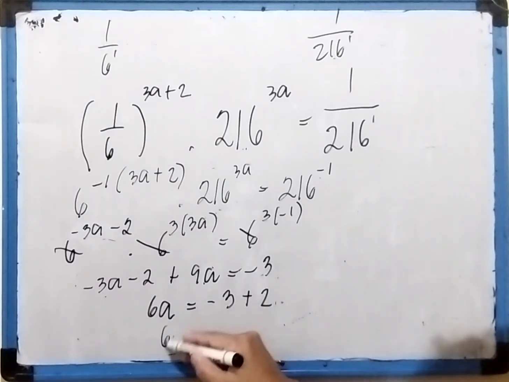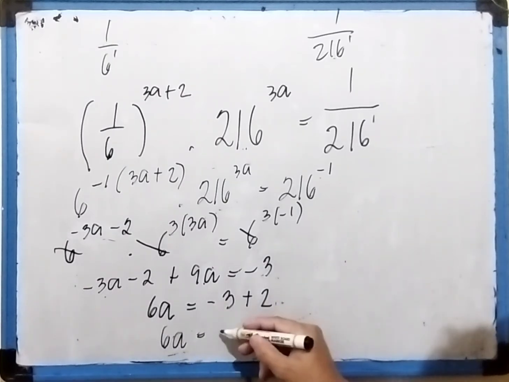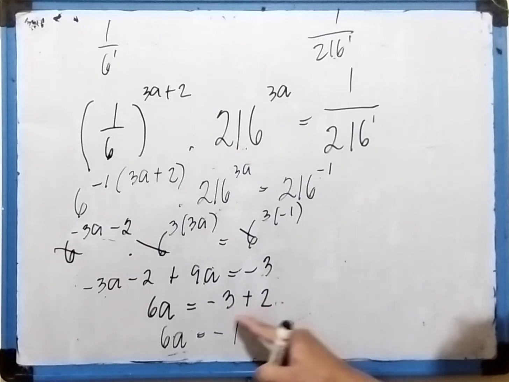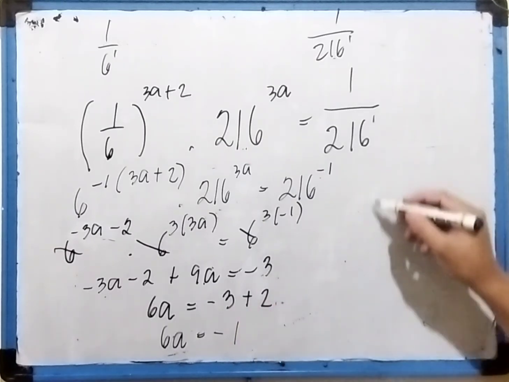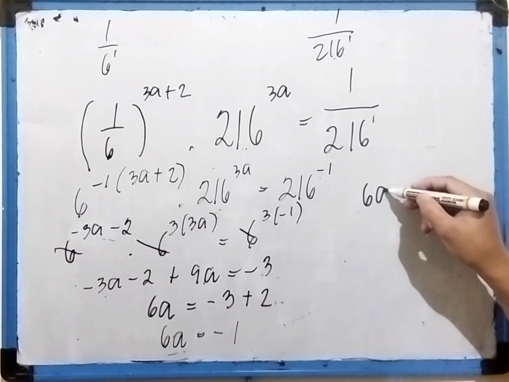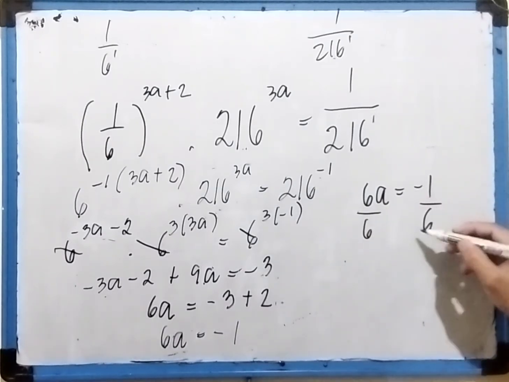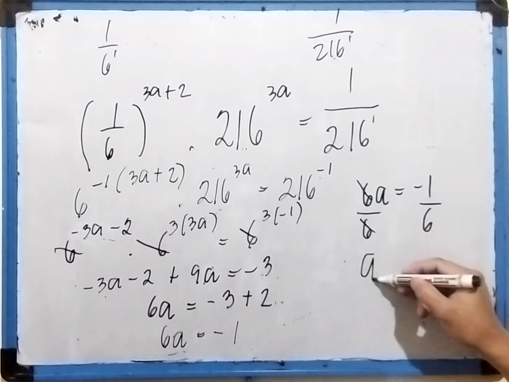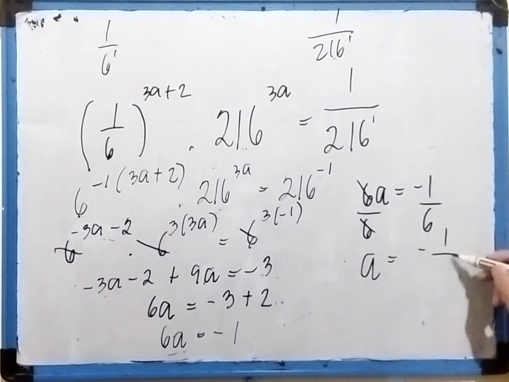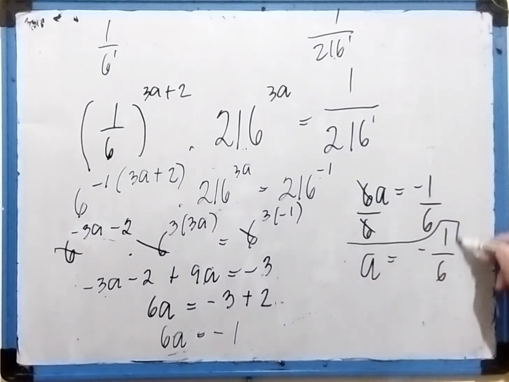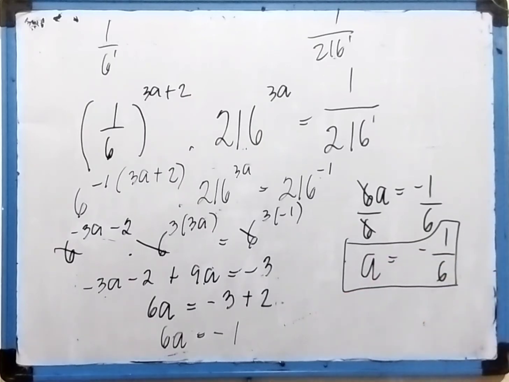So, we have now 6a is equal to negative 1, addition or subtraction. So, we have now 6a is equal to negative 1, which divide both sides by 6. Then, the value of a now is equal to negative 1 over 6. Okay, so this is now your final answer.